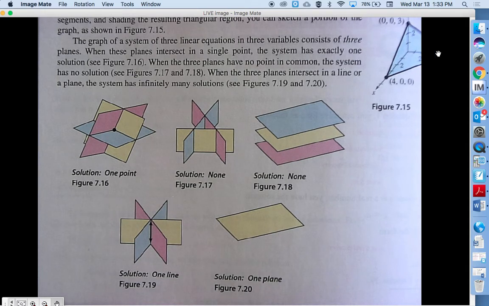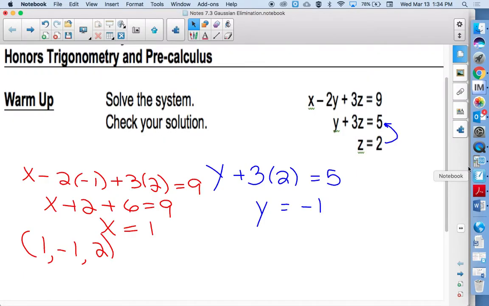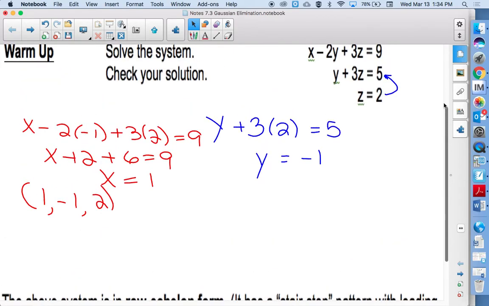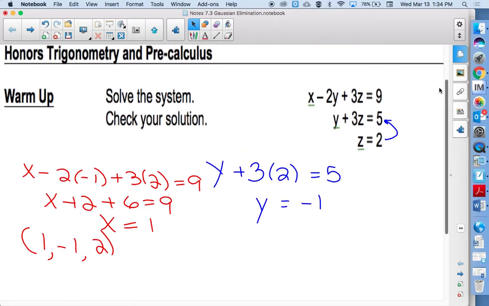If you look at the type of problems we're going to be working on, the above system is called row echelon form. It's a form that we're going to try and get our equations in, because it's a systematic way for us to solve. Row echelon form happens when you have 3 variables, and you go down to 2, and then down to 1. Or if I had 4, my next equation would have 3, the third would have 2, and the last would have 1. But you're losing that lead variable every time.